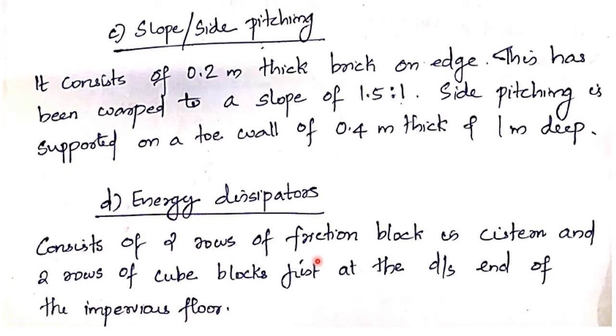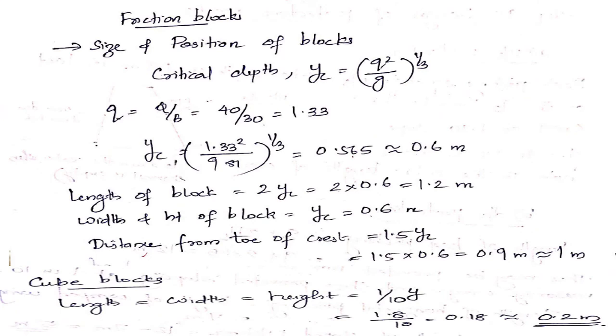Next is energy dissipators. It consists of 2 rows of friction block in cistern and 2 rows of cube blocks fixed at the downstream end of the impervious floor. Now these cube blocks are also known as chute blocks. Now we are going to design the size of this friction block.